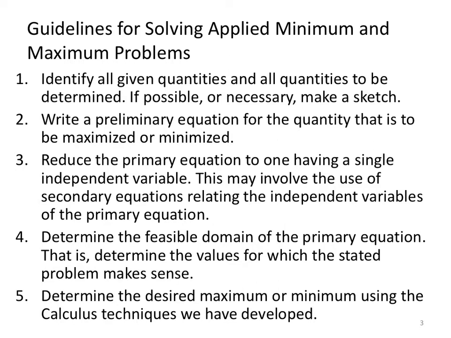So, quickly going over some guidelines for solving applied minimum and maximum problems. This was also in the first half of the video. The problems we're going to see here are going to be a little more algebra intensive, a little more real world applications, and so the real world has some challenges to it. So, identify all given quantities and all quantities to be determined. In these examples, I encourage you to make a sketch and label things that you know. Write a preliminary equation for the quantity that is to be maximized or minimized. Are you looking for max area? Are you looking to minimize surface area? Maximum beam strength? What is it that you're looking for? We're going to reduce the primary equation to one having a single independent variable. It may involve the use of secondary equations. Determine a feasible domain for the primary equation, what makes sense in the real world idea. And then we'll find the desired maximum or minimum using the first derivative, sometimes the second to verify, using calculus techniques that we've already developed.